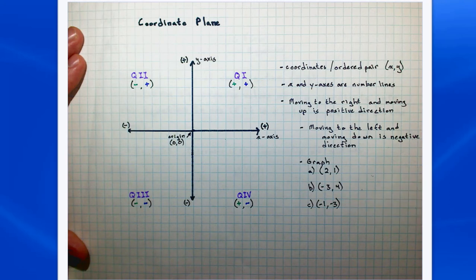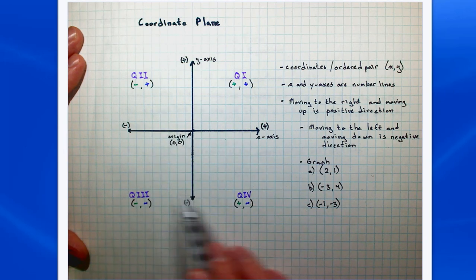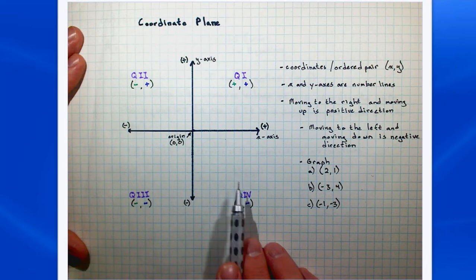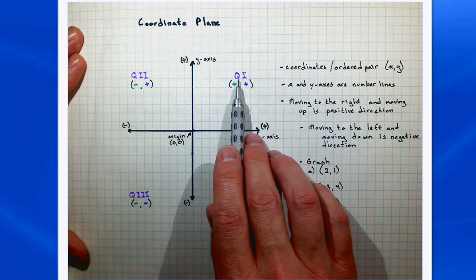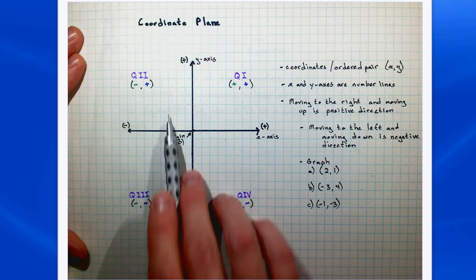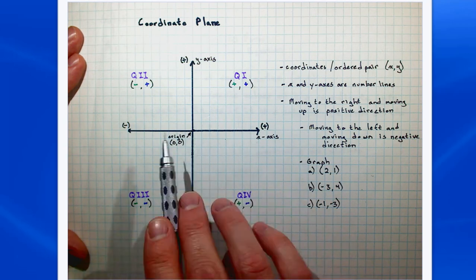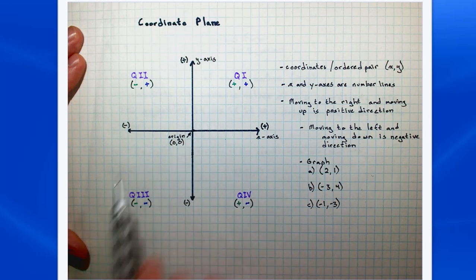Coordinates, or ordered pairs, are written as x comma y. The axes, when drawn together and intersecting, form four quadrants: Quadrant 1, Quadrant 2, Quadrant 3, Quadrant 4. Each quadrant has a set of characteristics, and they get those characteristics from where they're located in conjunction with the axes.